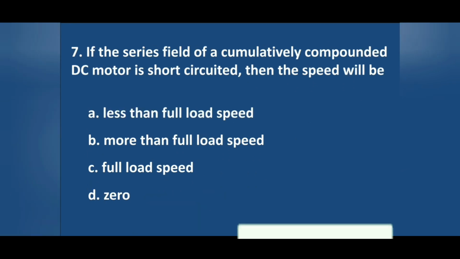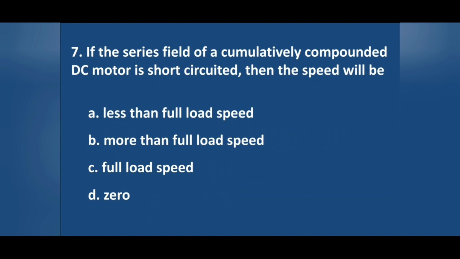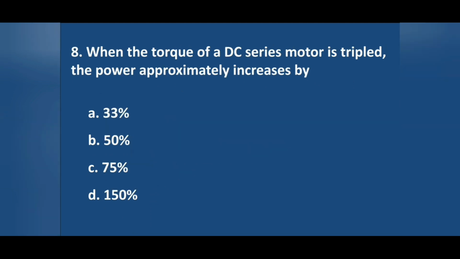Question number 7. If the series field of a cumulatively compounded DC motor is short-circuited, then the speed will be. Answer is option B, more than full load speed. Question number 8. When the torque of a DC series motor is tripled, the power approximately increases by. Answer is option C, 75%.